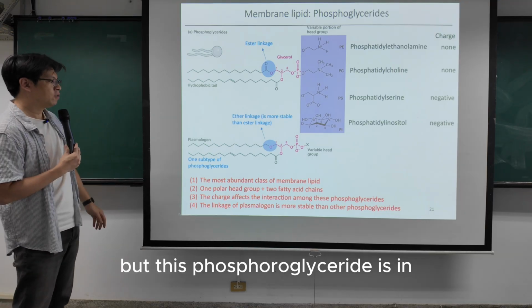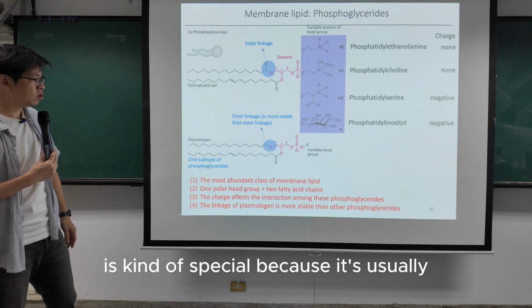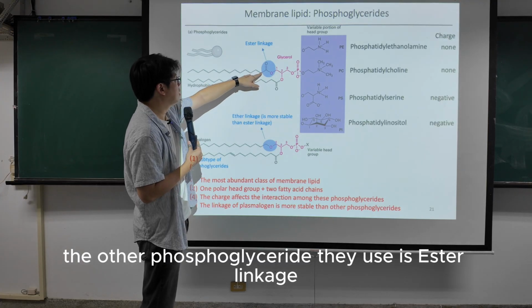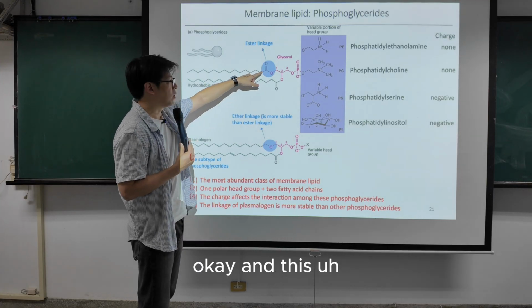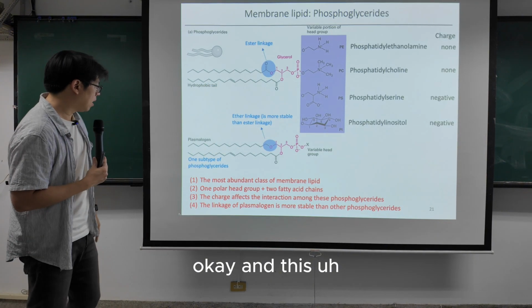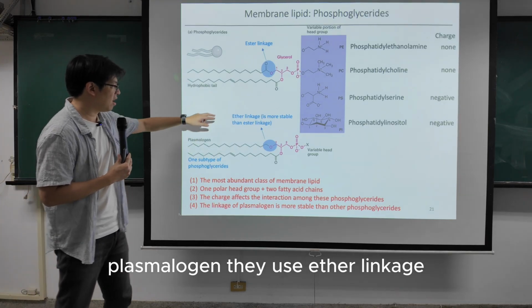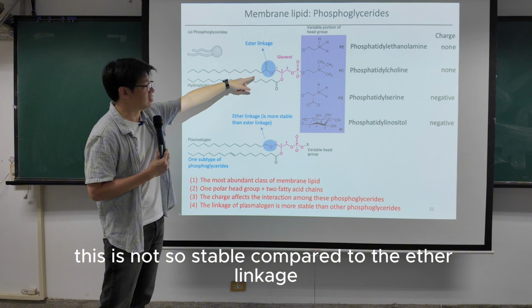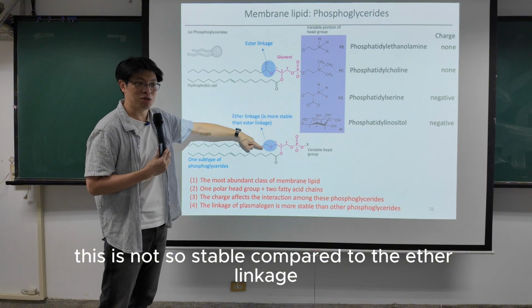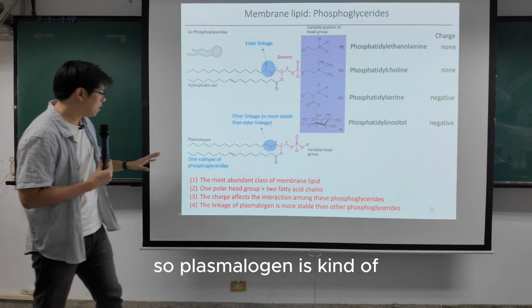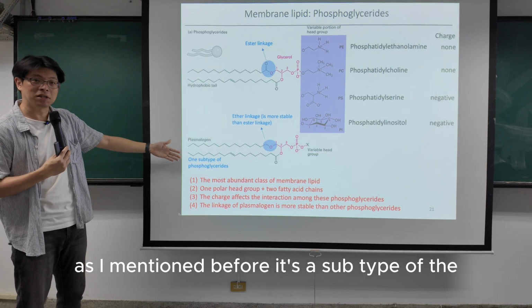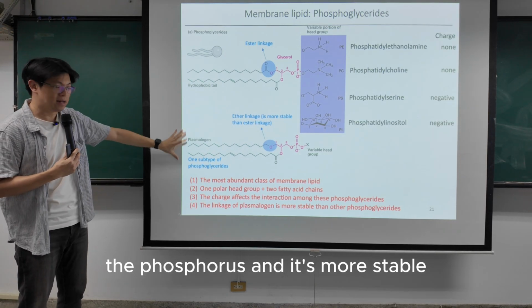But this phosphoglyceride is special because usually the other phosphoglycerides use an ester linkage. Okay, and this plasmalogen uses an ether linkage. It's more stable through this linkage. The ester linkage is not so stable compared to the ether linkage. So plasmalogen, as I mentioned before, is a subtype of the phosphoglyceride, and it's more stable.